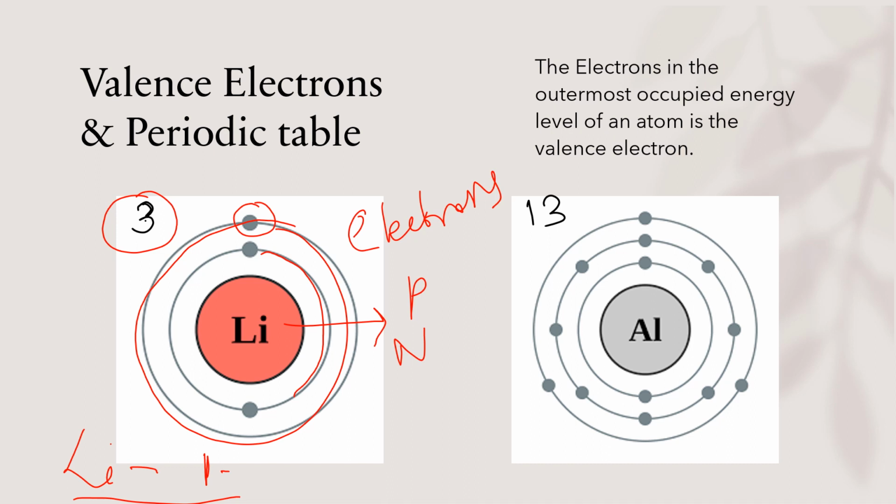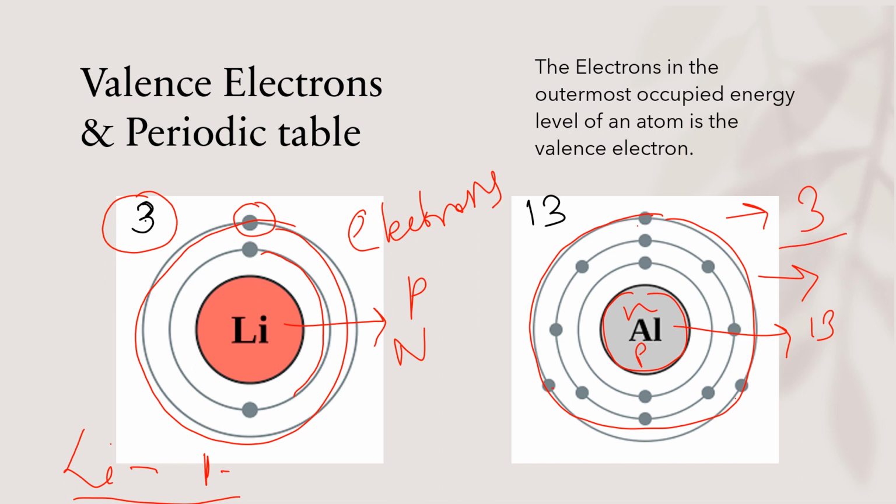Now take the example of aluminium. The atomic number of aluminium is 13. This is the nucleus of aluminium, which contains neutrons and protons. The number of protons is 13, and in the outermost shell of aluminium there are 3 electrons: 1, 2 and 3. So the valence electrons of aluminium is 3.